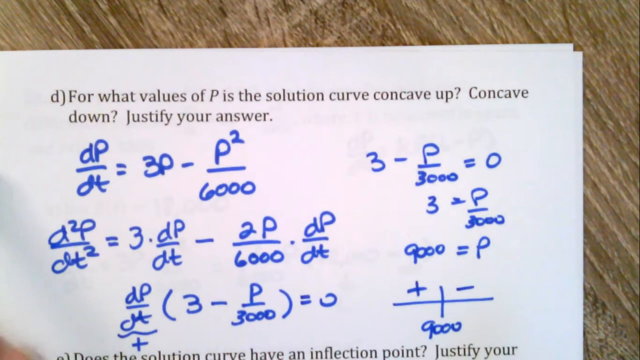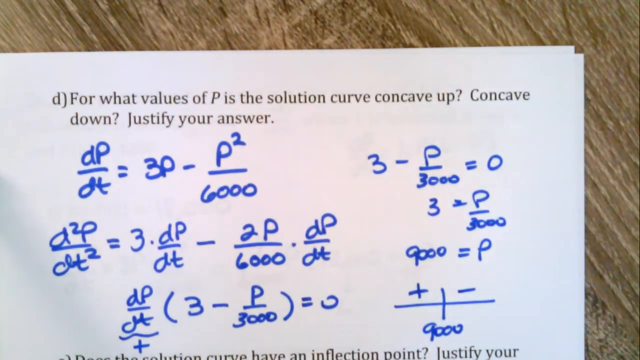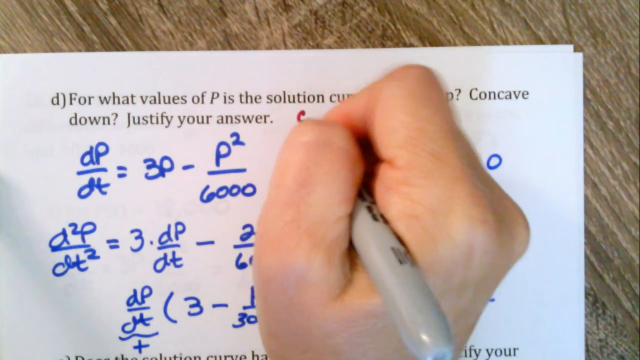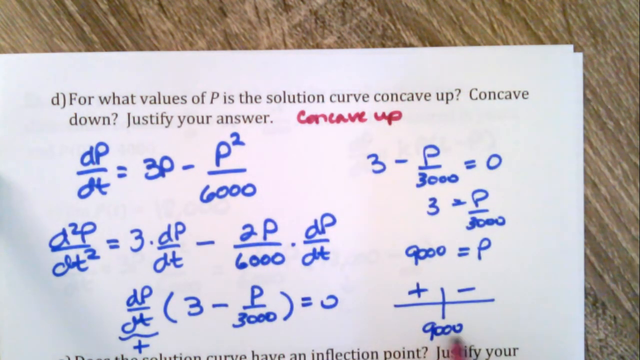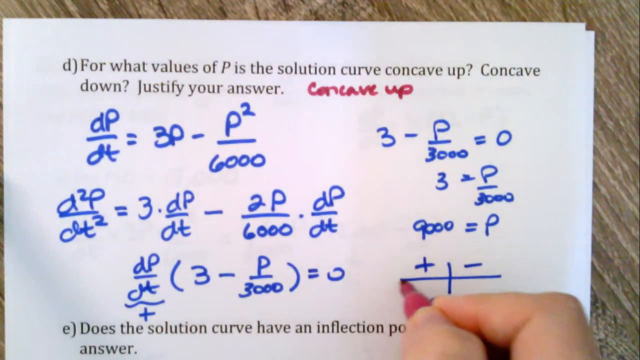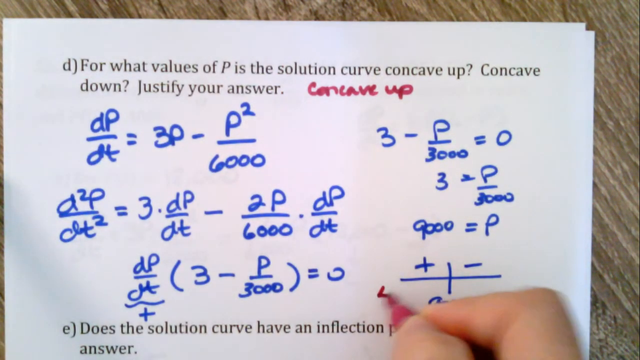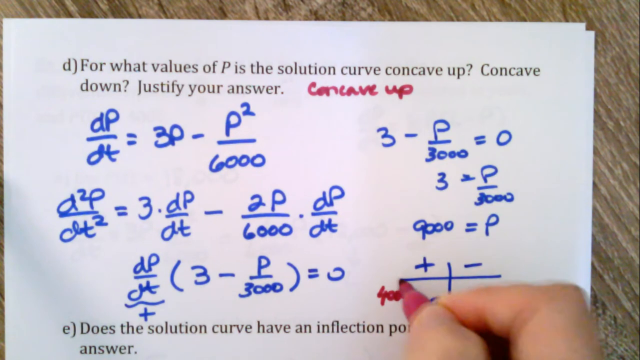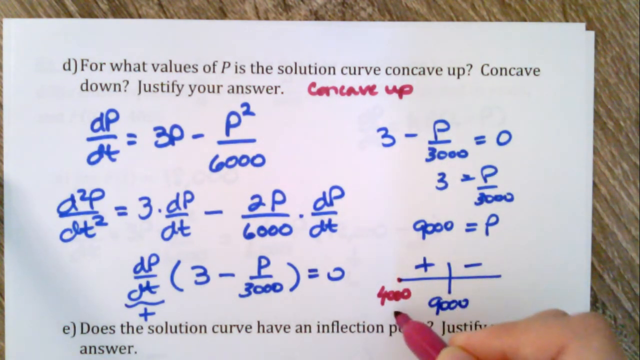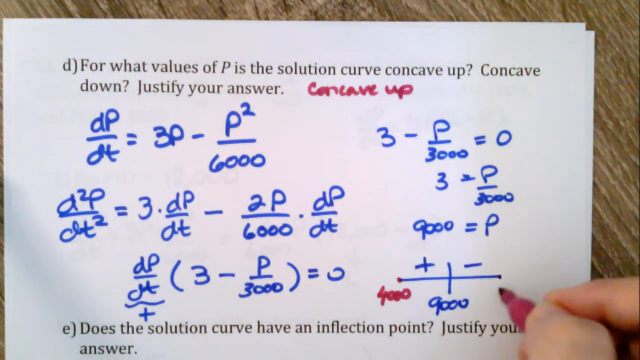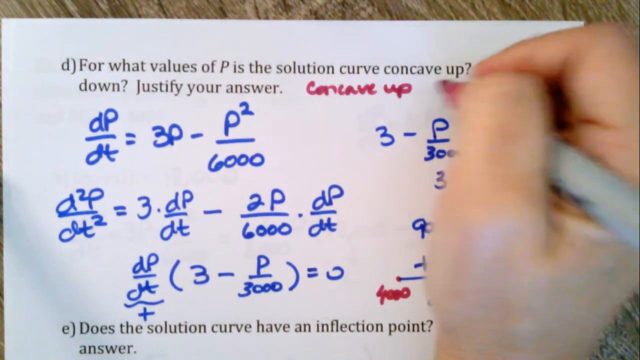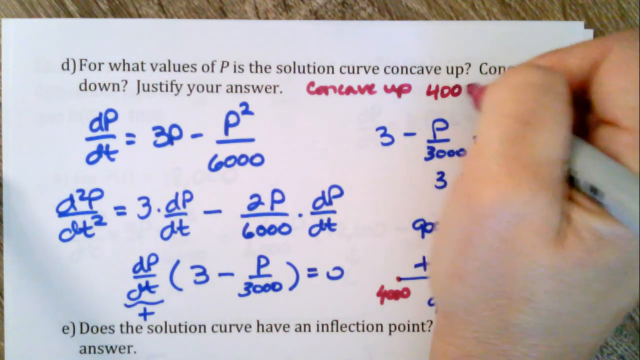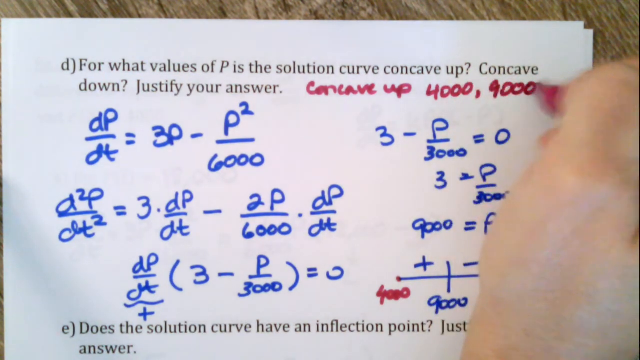And so I've kind of filled up my space here. Let's see, I'm going to switch to a different color and I can write the answer. So we're going to be concave up all the way up to 9,000. And remember, we're not starting at 0 here. This is starting at 4,000. That's our lowest value here. And then our highest value is going to be 18,000. So we're concave up from 4,000 to 9,000.